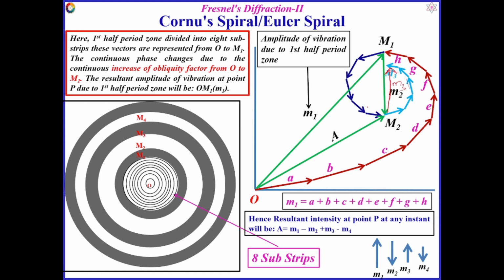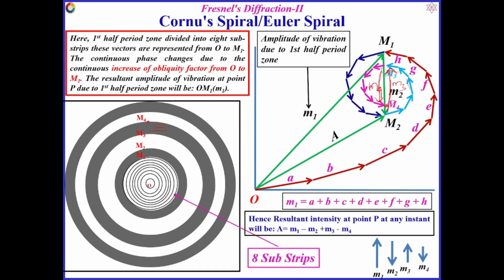Next, if we consider the fourth half period zone, it is subdivided into a number of strips. So this end will be your M4. This end will be M4, and this is the close end, and this value will be nothing but small m4. This magnitude will be M4.